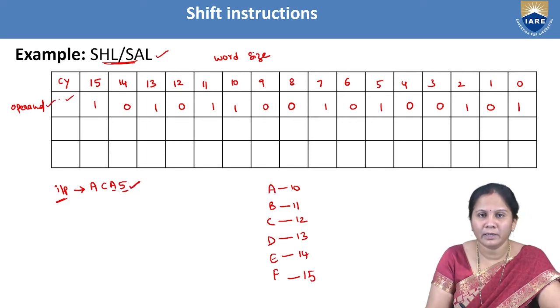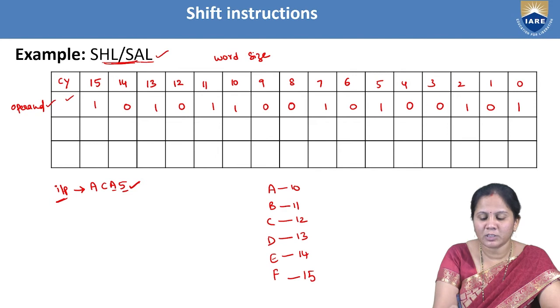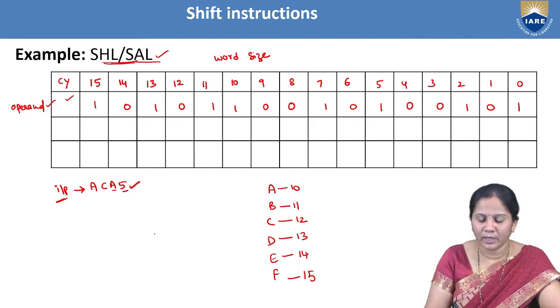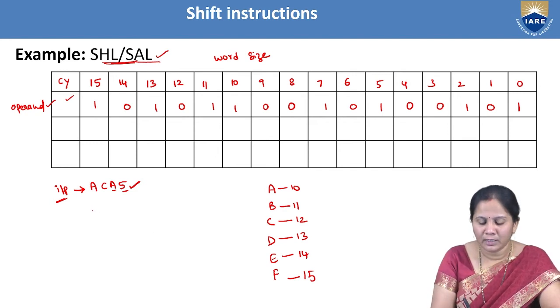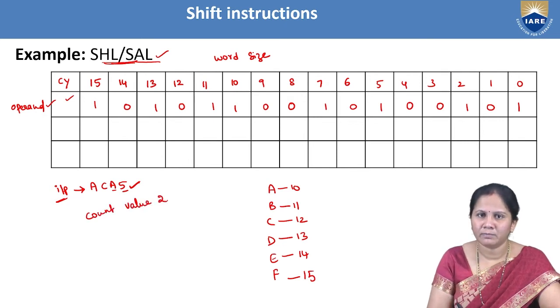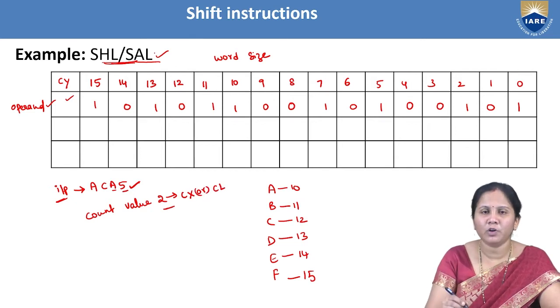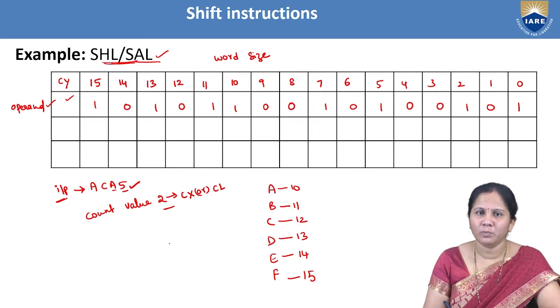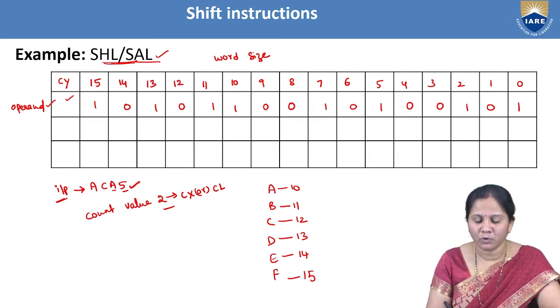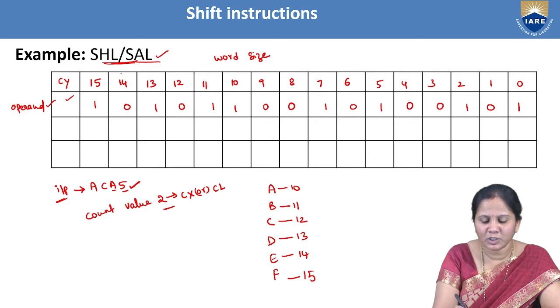Okay. Now, first you have to write the input value in the form of binary. So we have written that. And next, when this instruction is performed, let us take the count value as 2 for example. So this 2 should be moved into the CX register or CL register. Okay. So 2 times the shift operation will be performed and it will be stored in the destination. Let us consider this is shift left.